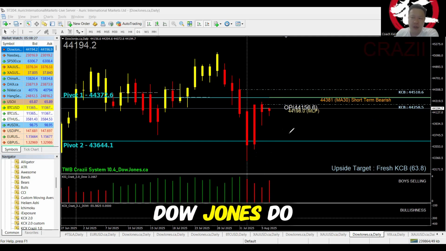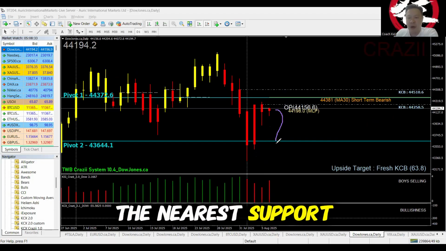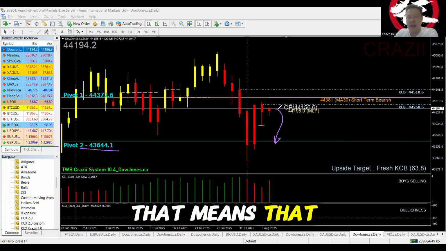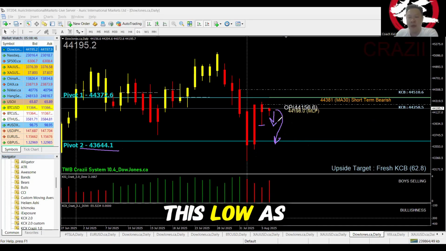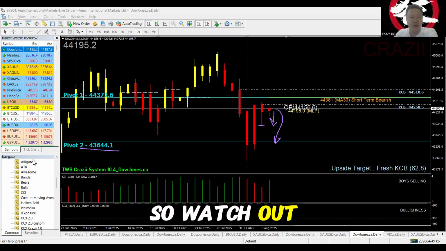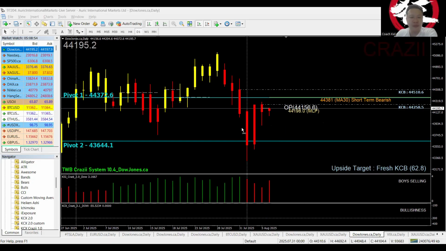Now, if the Dow Jones does come down, where would it go? By right, if the market breaks OP, the nearest support is the pivot 2. But of course, the distance is quite a fair bit. So the likelihood is the market will take this low as a guide. That means if the market does come down, it may use this low as a target first. Then there may be a rebound there before the next wave of movement. So watch out for this. Okay, so that is the Dow Jones.